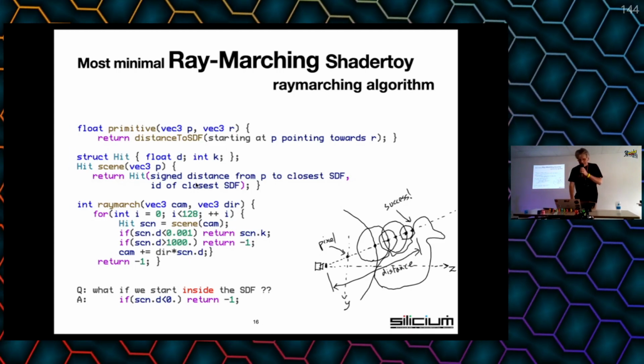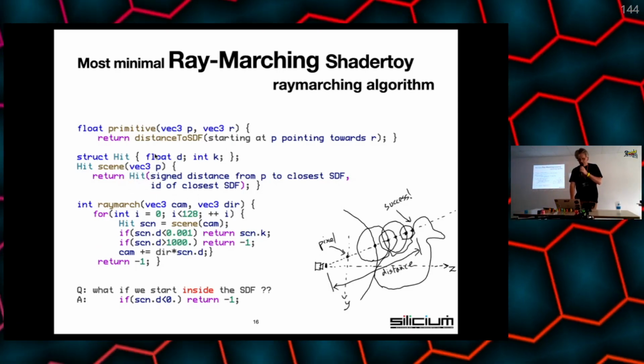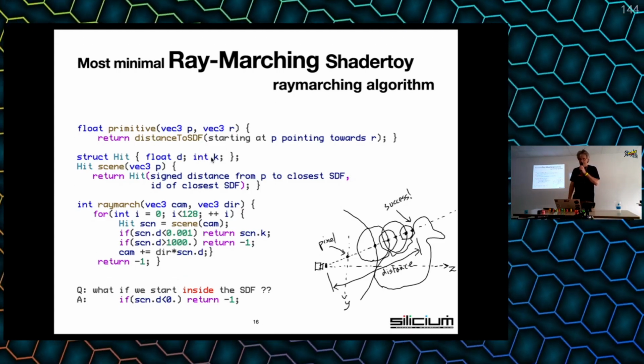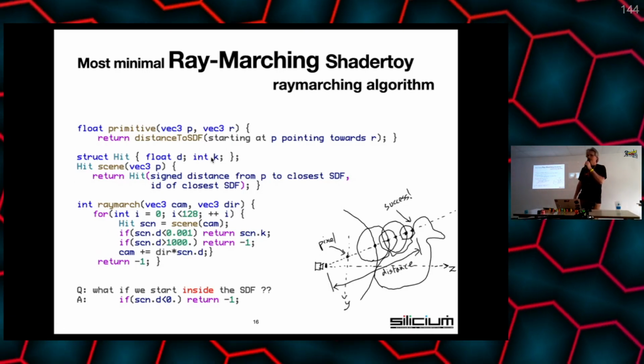So, yeah, I was saying that the total scene is supposed to somehow combine multiple signed distance functions and tell not only the distance, but which is the closest signed distance function.